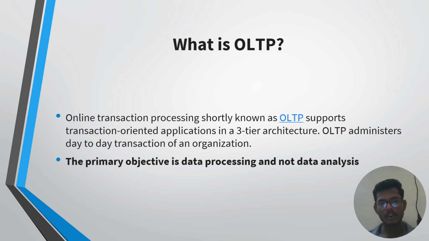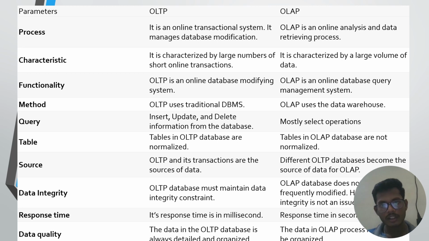OLTP is known as Online Transaction Processing. It supports transaction-oriented applications in a three-tier architecture. OLTP administers the day-to-day transactions of an organization. The primary objective is data processing, not data analysis. Here are some differences between OLTP and OLAP. We will see them one by one.